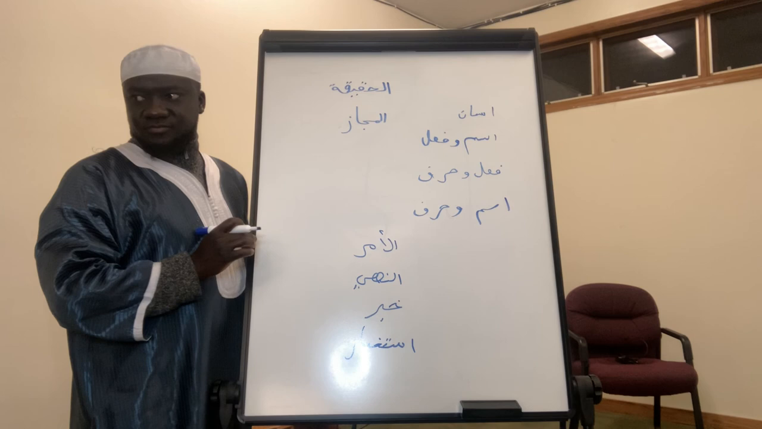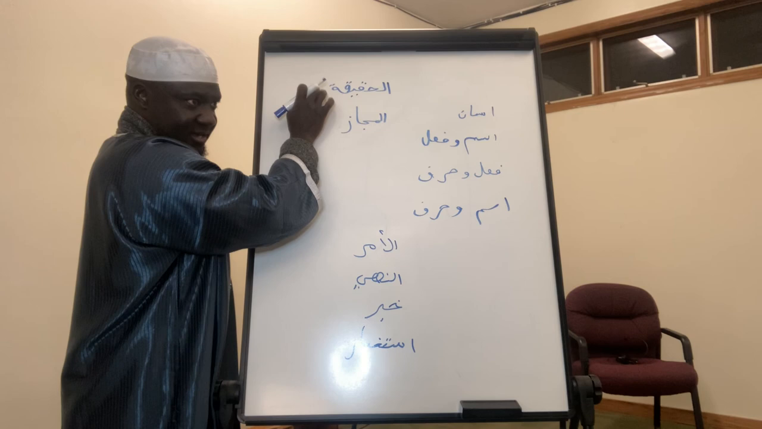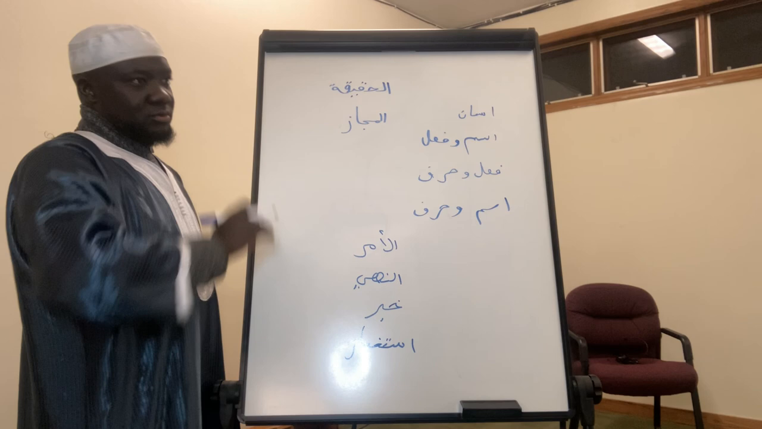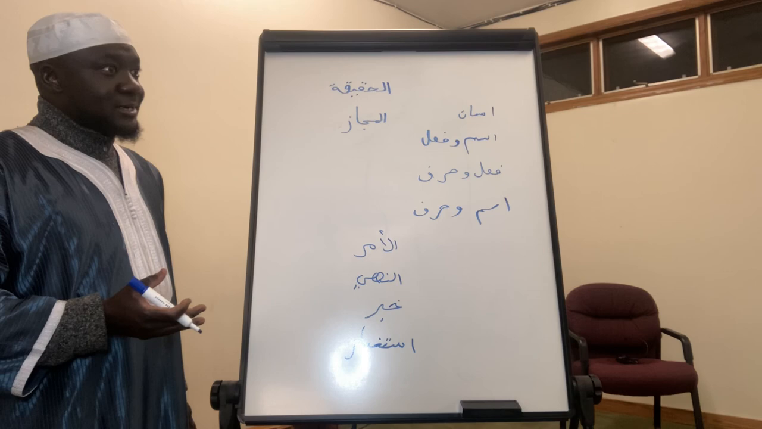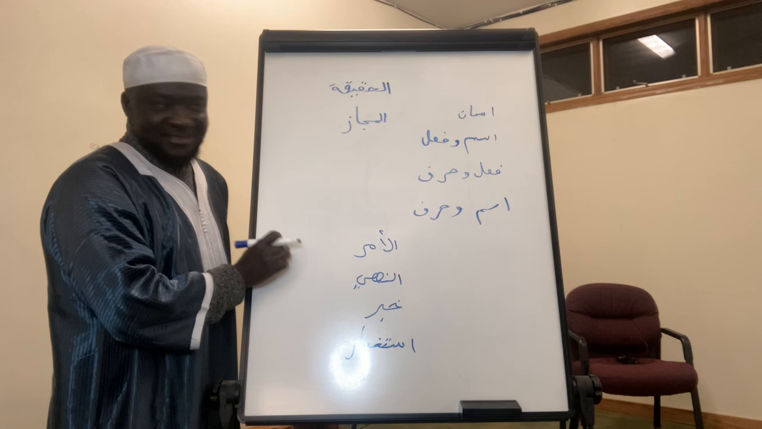But al-haqiqa is a fact. For example, when you say Uthman un rajul, that's haqiqa. Uthman al-Asad, that is majaz, as one category of majaz. Let's call it isti'ara, right? But we don't want to go there.